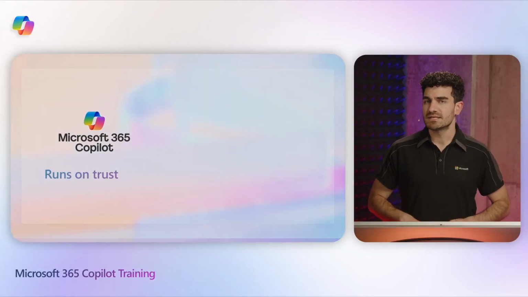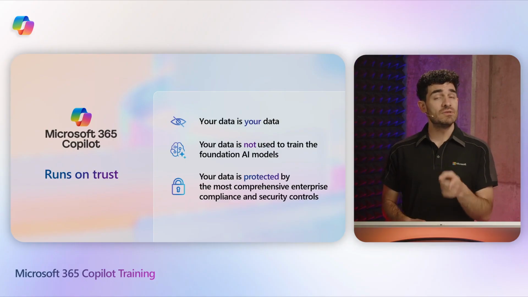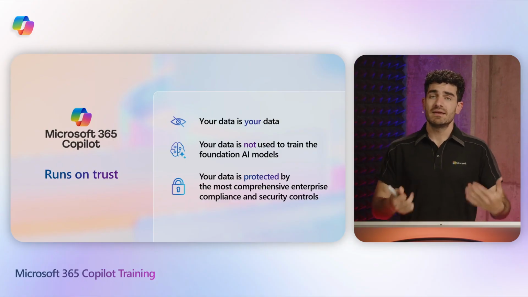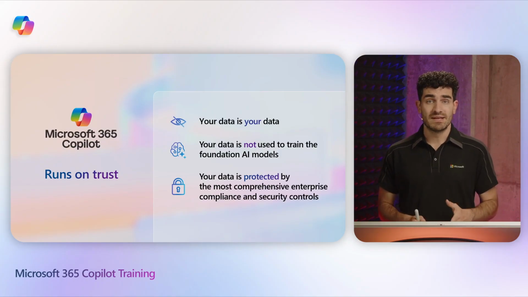As I mentioned, Copilot has access to a wide array of company data, including sensitive information and confidential projects. It is crucial to emphasize that Microsoft 365 Copilot runs on trust. The trust that you and your organization place in us at Microsoft. The data you provide to Copilot is your data.